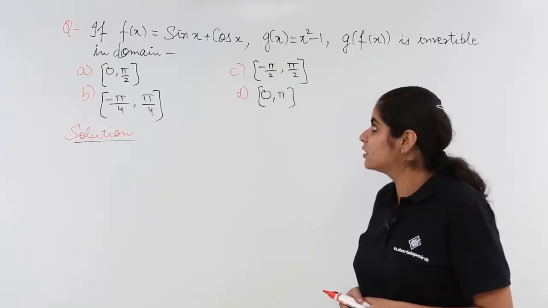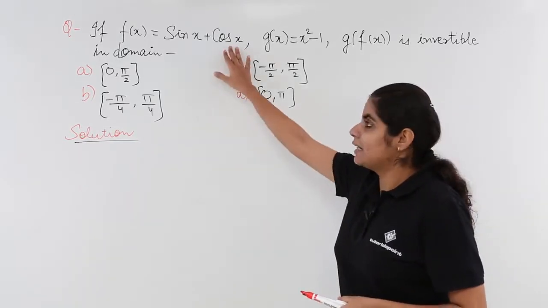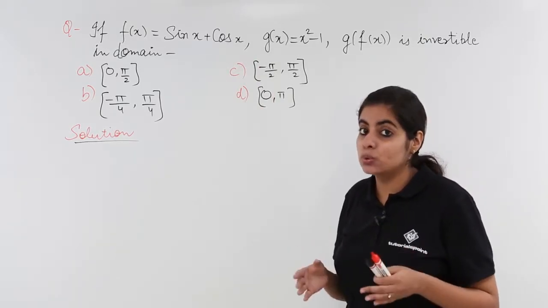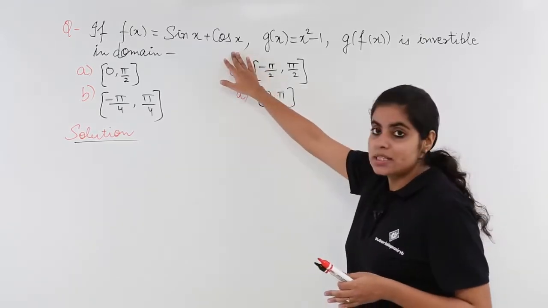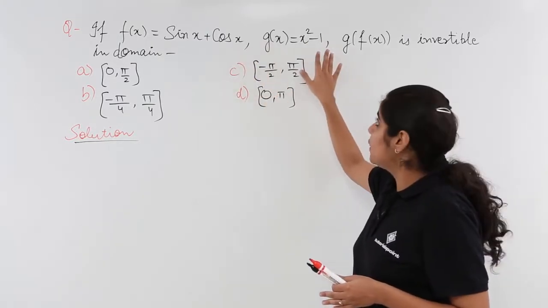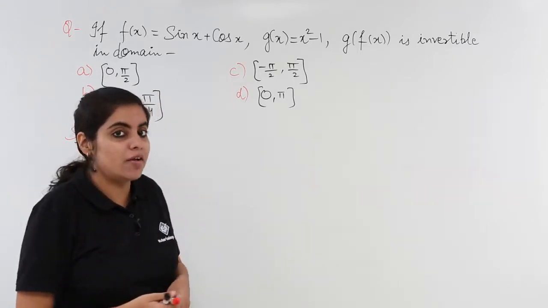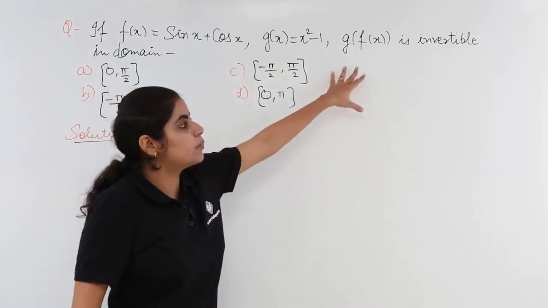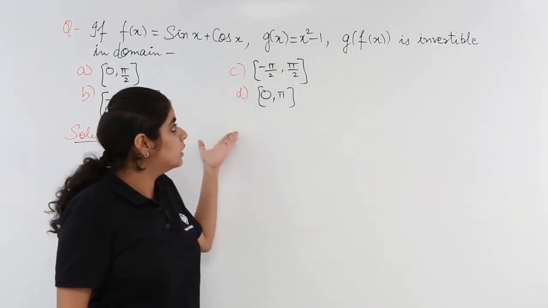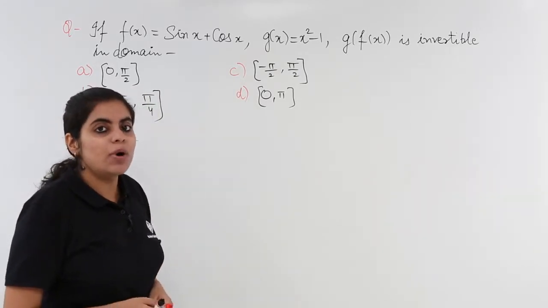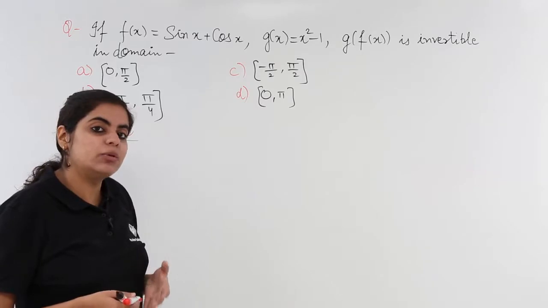Let's read the question. If f(x) is equal to sin x plus cos x, the question basically involves two things, sin x and cos x, and g(x) is equal to x square minus 1. Now two functions are given, f(x) and g(x), and you are supposed to find the interval in which g of f(x) is invertible.